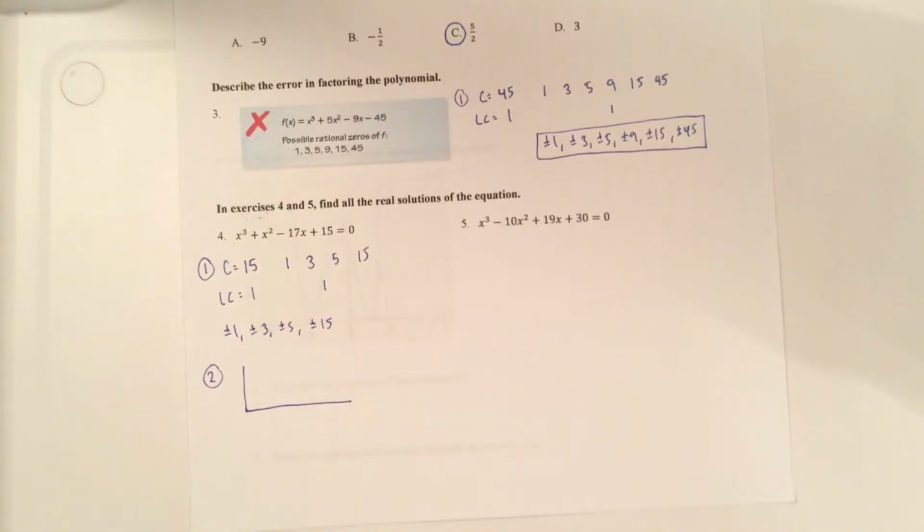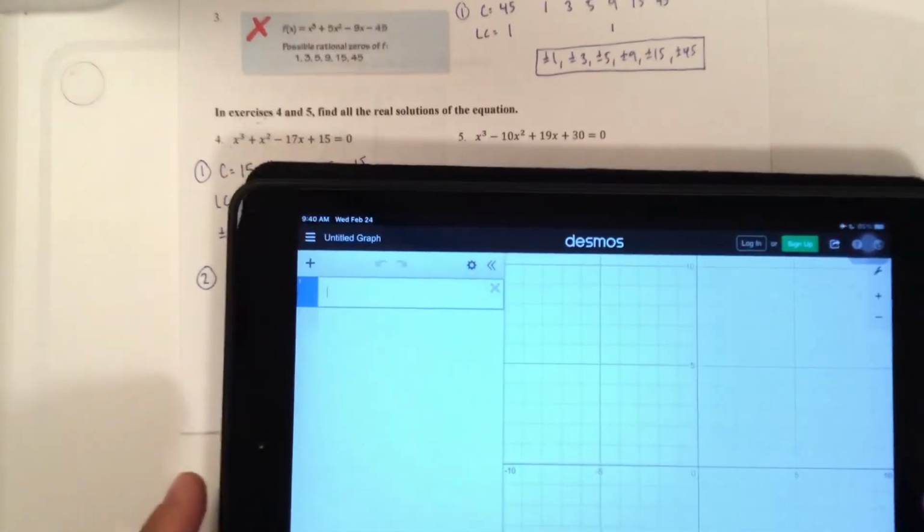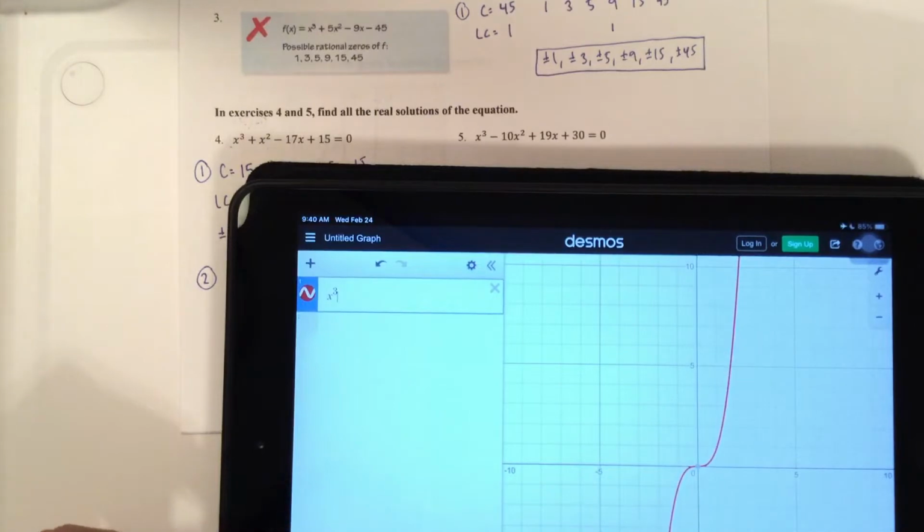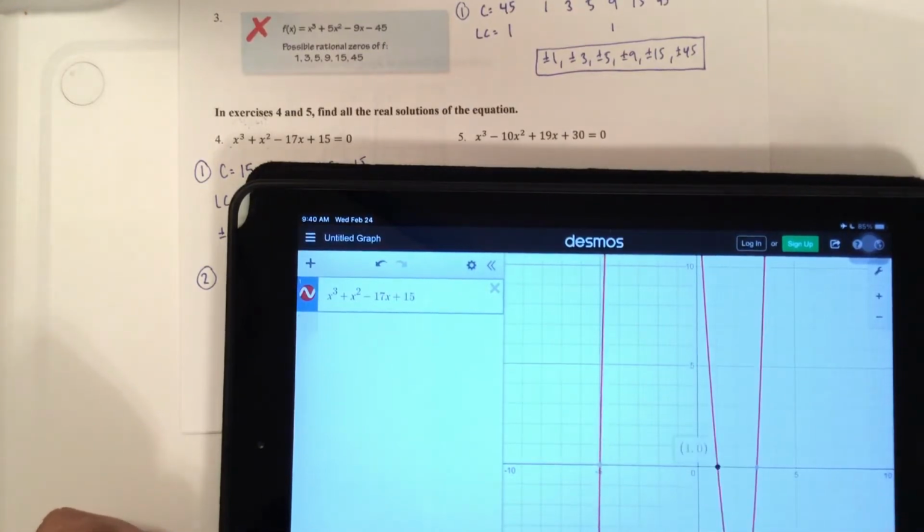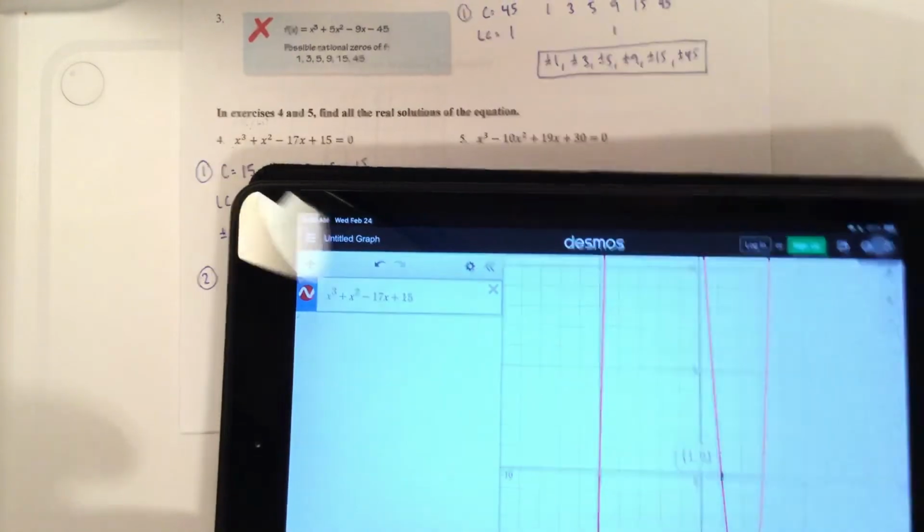Now at this point here, I'm trying to make this process quick. So what I'm going to do here is I'm just going to use Desmos to help me speed up the process. Not to give me the answers per se, but to speed up the process for me in solving this. So I have x to the third plus x squared minus 17x plus 15. All right, and I can see I have a 1, 0. So I'm going to test the point 1, 0.